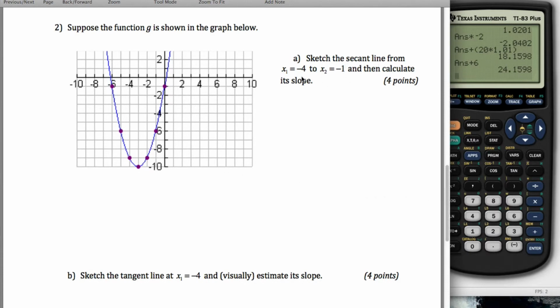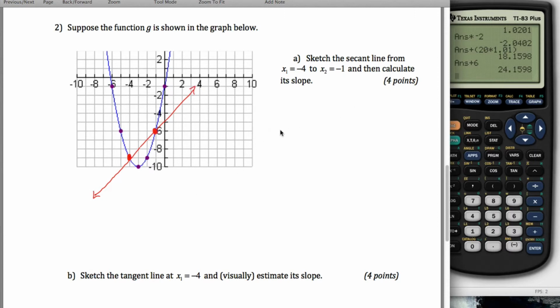Okay, the secant line from x1 equals -4. Here's where x equals -4. It looks like we're talking about this point right here. To x2 equals -1. They gave me 2 points, which they would have to do if I'm going to draw a secant line. I got this guy right here. That's my best attempt at drawing a straight line. Call it good enough. There's my secant line.